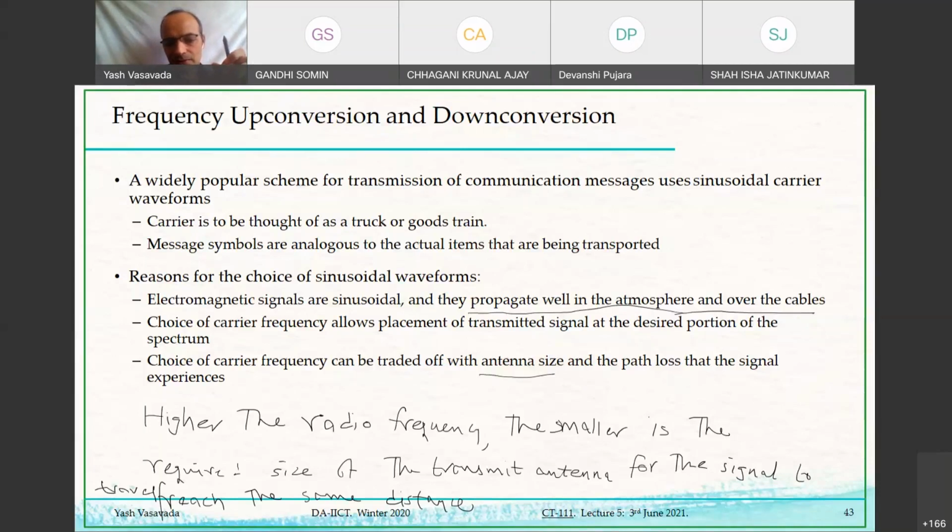But then suppose somebody tells me that instead of 1 gigahertz, you can also use 10 gigahertz. Then that will be good for me. If I am allowed to transmit at 10 gigahertz, then suddenly the size of the antenna that I need becomes smaller to cover the same geographical range.